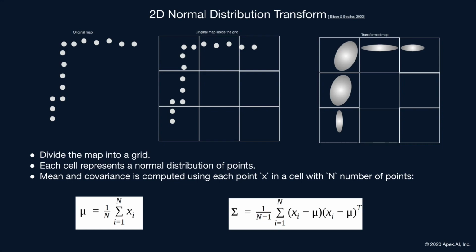In NDT, a dense point cloud map is transformed into a set of normal distributions. This is done by first dividing the map into cells, and then for each cell, the points in the cell are replaced by a normal distribution that represents the samples in that cell. So the mean would be the mean of the samples in the cell, and the covariance would be the covariance of the samples in that cell.